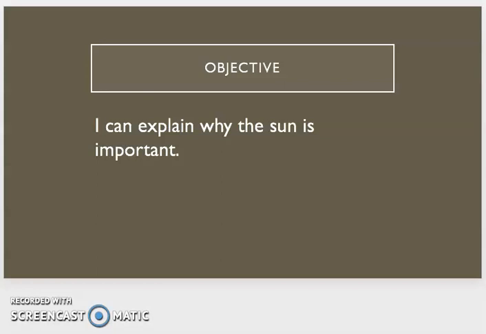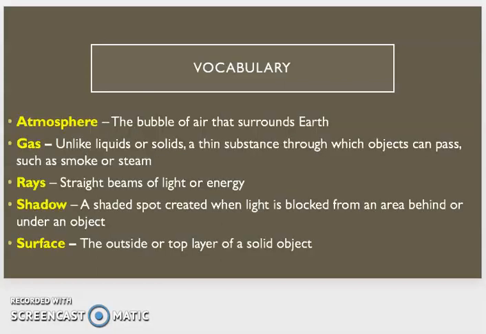Like always, before we get started, we do have some vocabulary words that you will need to be familiar with while you listen to this reading. The first one is atmosphere, which is the bubble of air that surrounds Earth. Gas. Unlike liquids and solids, a gas is a thin substance through which objects can pass, such as smoke or steam. Rays, straight beams of light or energy. Shadow, a shaded spot created when light is blocked from an area behind or under an object. And surface, the outside or top layer of a solid object.